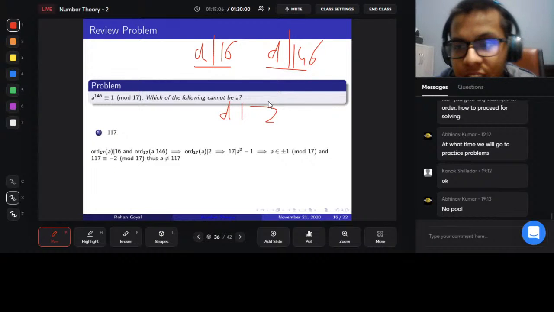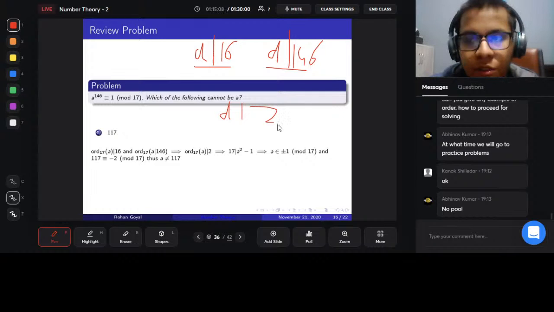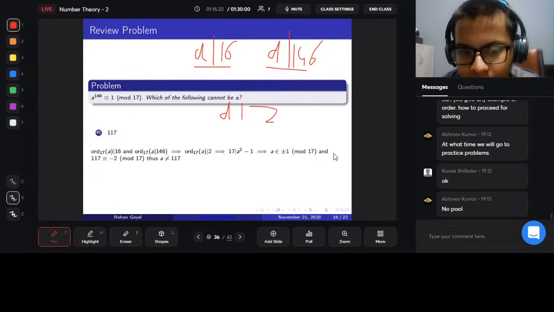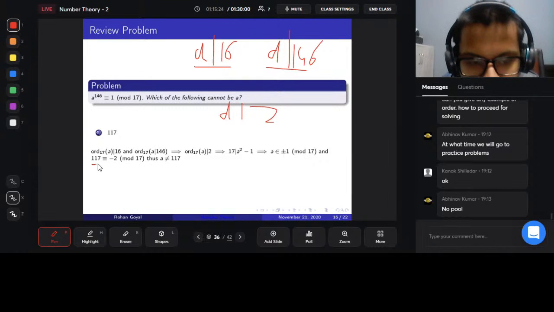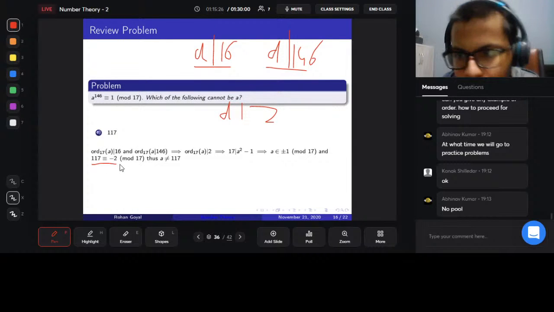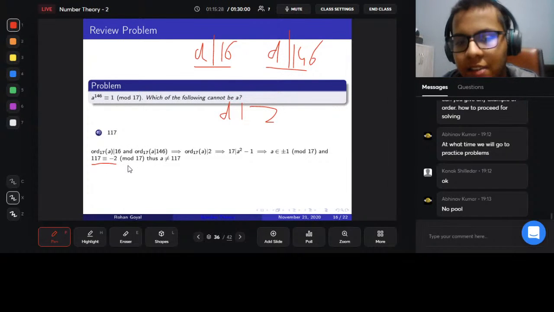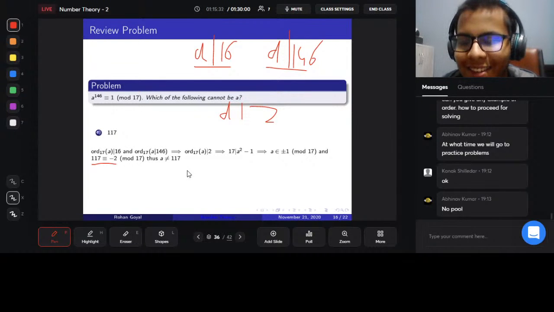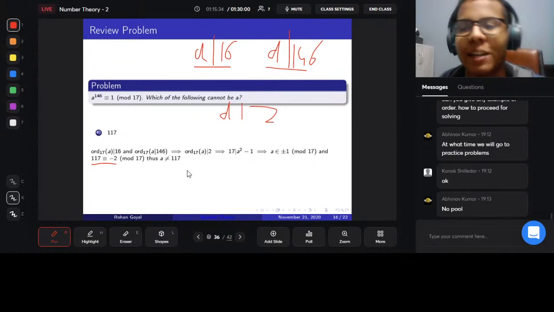If d divides 2, it's either 1 or 2. So 17 will divide A squared minus 1. So A must be plus or minus 1 mod 17, because 17 divides A minus 1 times A plus 1. So it must be either plus or minus 1 mod 17. And the only option which does not satisfy plus or minus 1 mod 17 is 117. So A is not equal to 117. Is that fine?